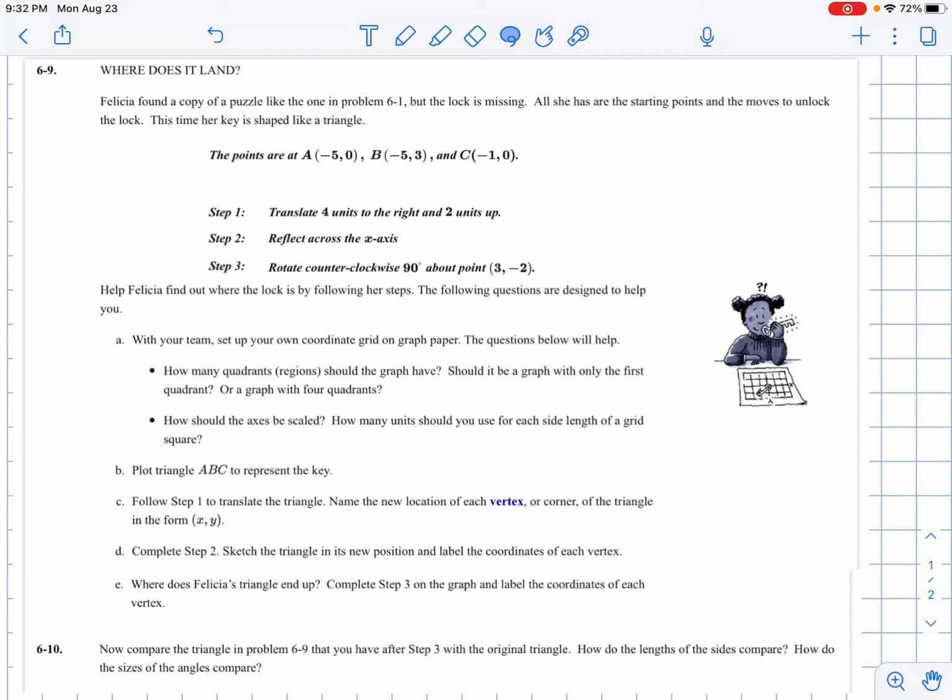This is going to be the classwork. This is going to be from 6.1.2. So this is going to be about reflections, rotations, translations. We talked about this briefly with the key lock puzzles and things like that for your first actual assignment. But I'm going to go through problem 6-9 and 6-10.